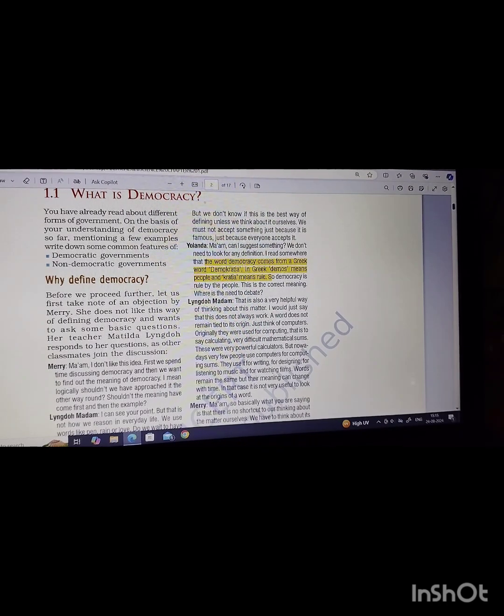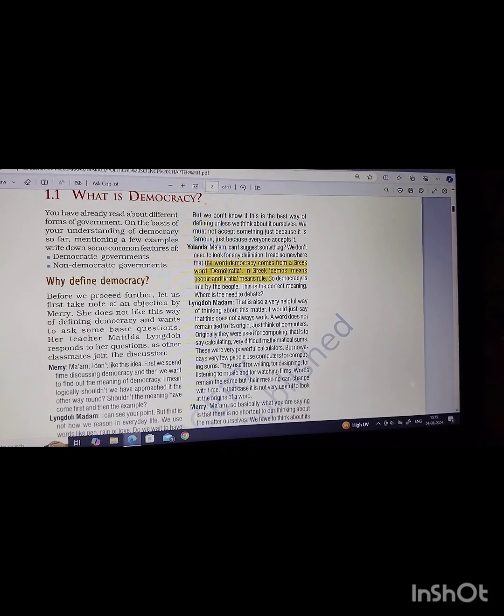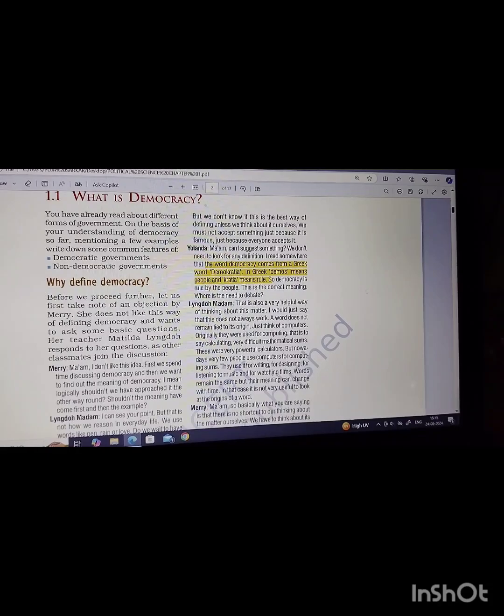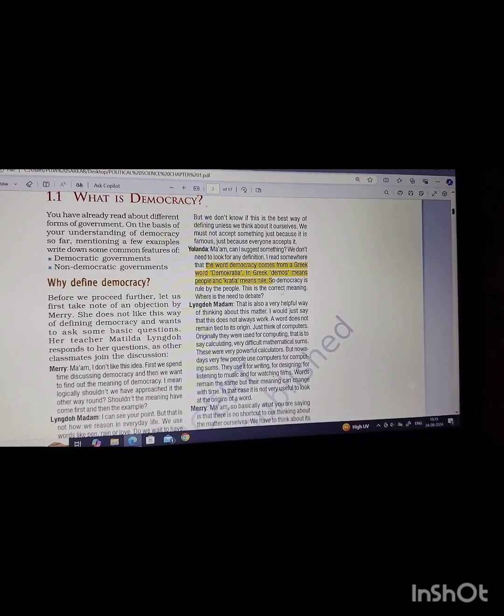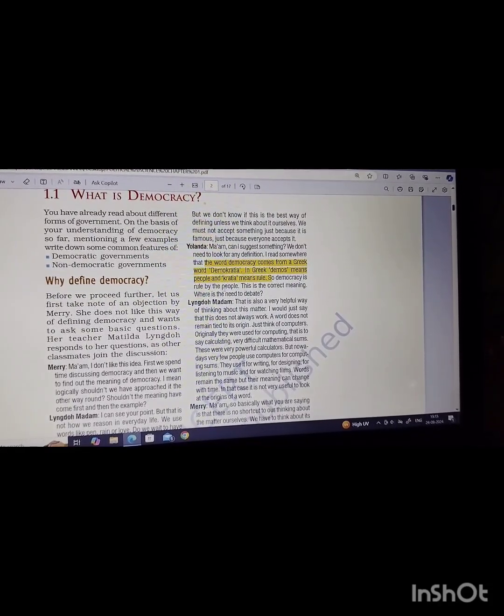Yolanda: Ma'am, can I suggest something? We don't need to look for any definition. I read somewhere that the word democracy comes from a Greek word, demokratia. In Greek, demos means people and kratia means rule. So you have to remember this, that democracy has come from the Greek word demokratia. In Greek, demos means people and kratia means rule. So democracy is ruled by the people. This is the correct meaning. Where is the need to debate?